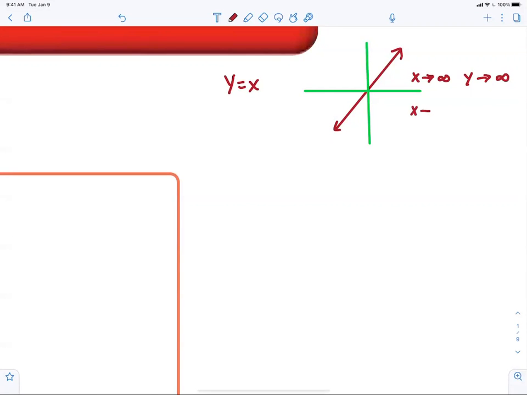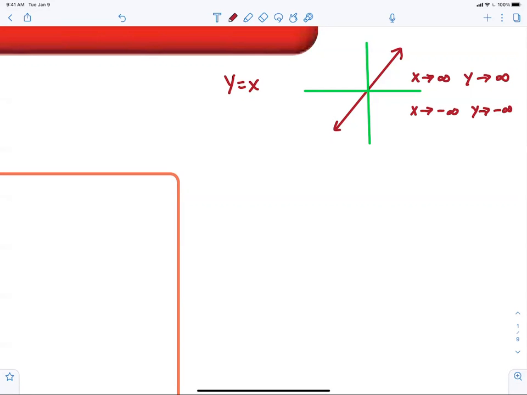Then we say, as X gets what? Small, Y gets what? Y gets small. All right, so the answer is always, what is Y doing?